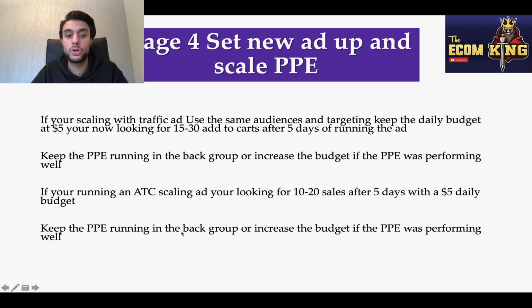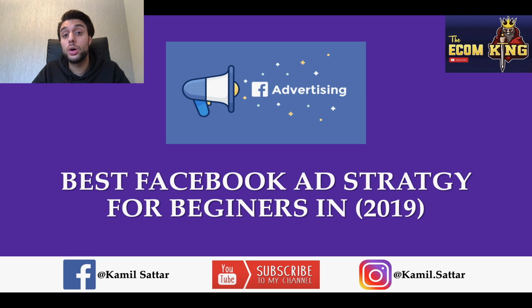And then, like I say, you're going to want to use the ATC conversion ad. And then you just want to use the same audience, the same demographics, and a $5 daily budget. What you're looking for now is 10 to 20 sales every single week. And once you've done that, you can scale into the next step. So that's basically it for now. That's all you guys need to know for now.